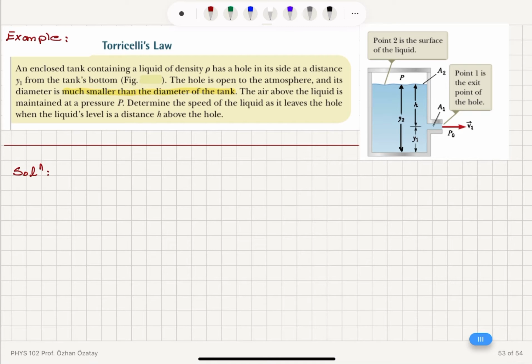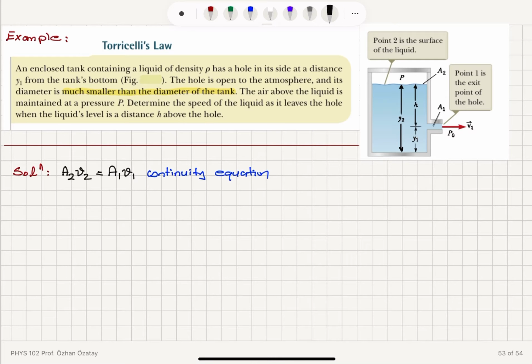Okay, now for the continuity equation, we have the volume flux A2V2. So this is our point 2 here, that's the surface. This must be equal to A1V1. So the dV/dt is a constant. So this is our continuity equation.